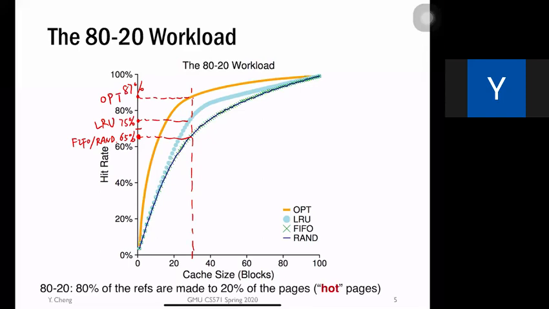right? So this is temporal locality. By definition, temporal locality means the later references largely repeat what has been seen previously. So this is temporal locality. And this 80-20 workload exhibits this data locality, temporal locality.